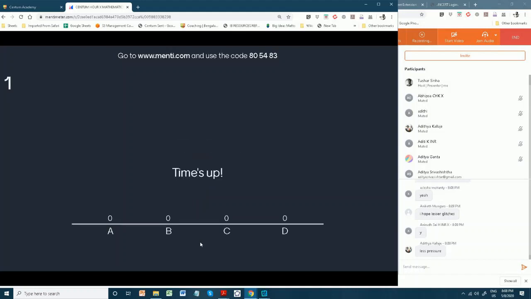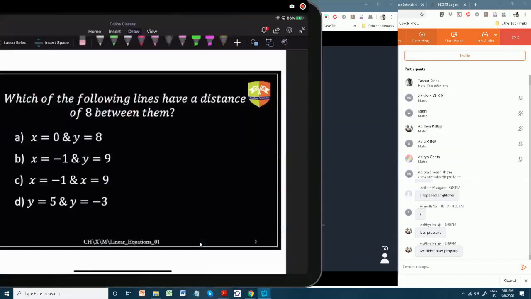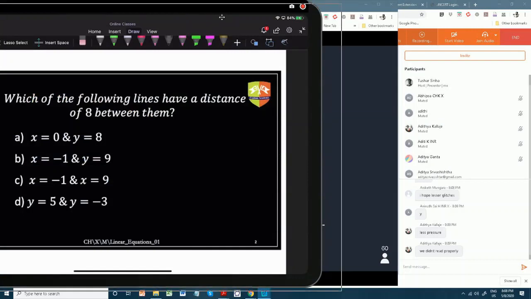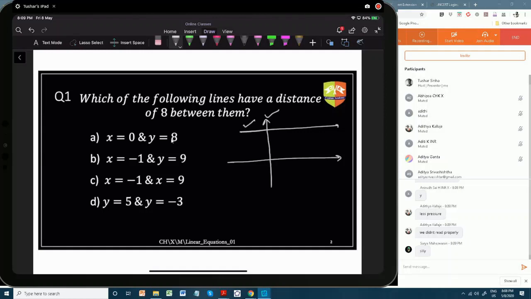Okay, so here is the answer. Lots of people have made a mistake. Why? It is 28, right? Why didn't you read properly? I told you. So this was the question. There cannot be any distance between two intersecting lines. If you see, x equals 0 and y equals 8 are intersecting lines. They are nowhere parallel. So x equals 0 is the y axis, and y equals 8 is the x axis. So what is the distance between this line and this line? Silly, right? So what is the right answer?